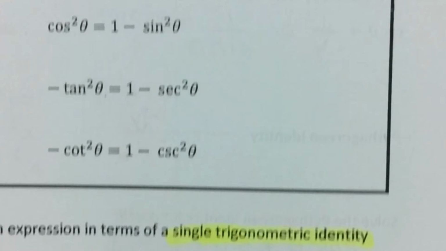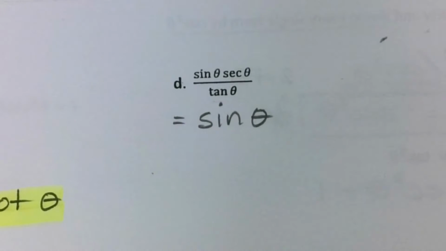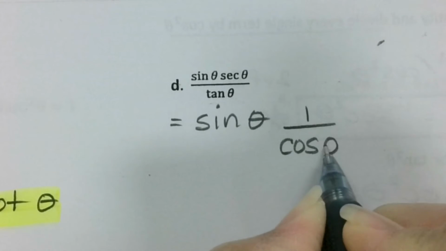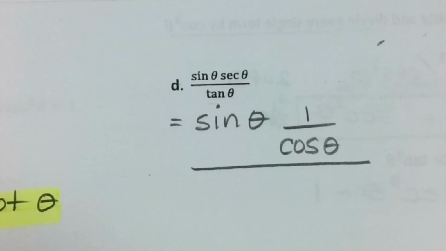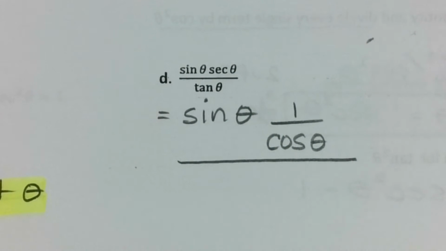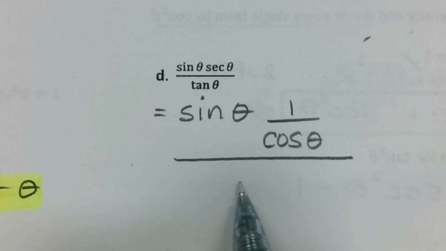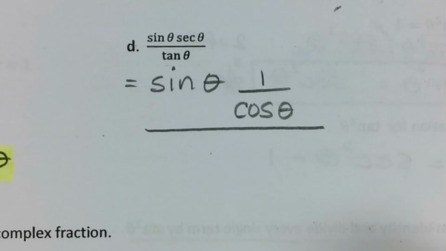Secant theta, when we look upstairs, is going to be 1 over cosine. So come over here and I'm going to put 1 over cosine, and then this big division bar goes here. Now, I'm going to have to make a decision: do I want tangent theta written here, or do I want to write tangent as sine over cosine? Well, you have one or two options.